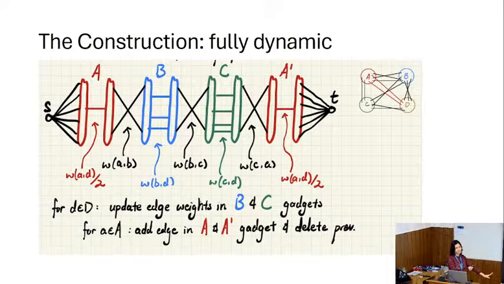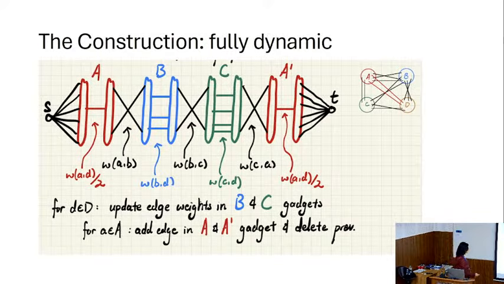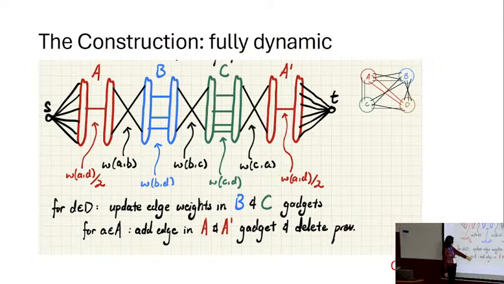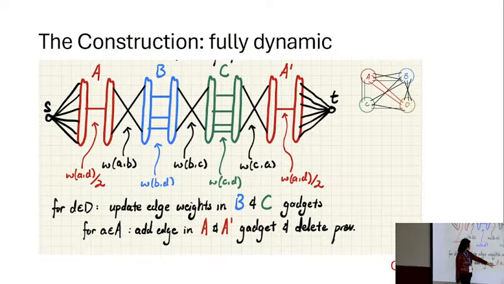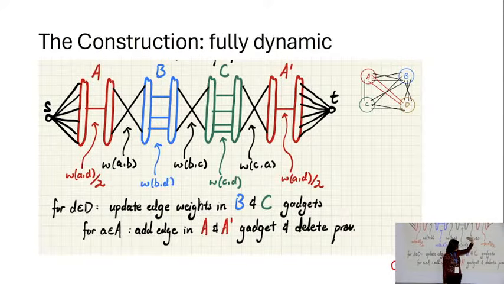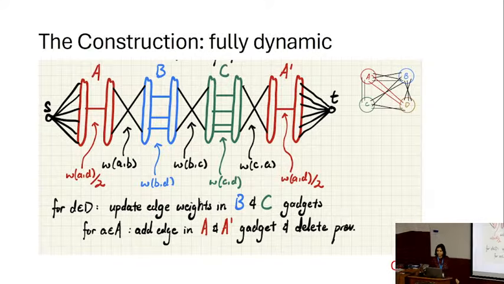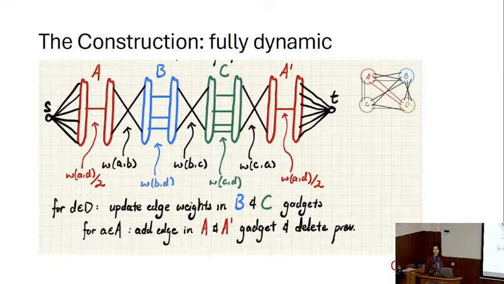So as you see, you have to insert edges, you have to delete edges. So this is kind of the fully dynamic model. Okay, so that's your construction. After doing this, you are querying. So for every A, once you have added this edge in A and A prime, and deleted whatever the previous edges were, you are querying for the shortest path from S to T. Okay, so that's your query after every A.